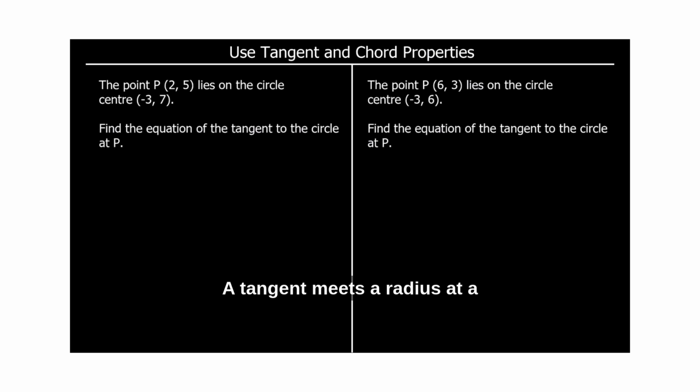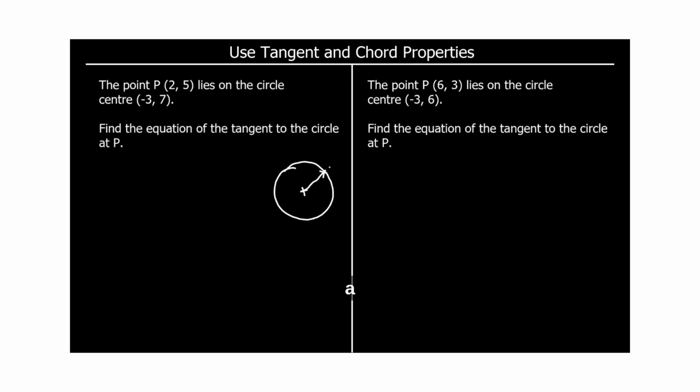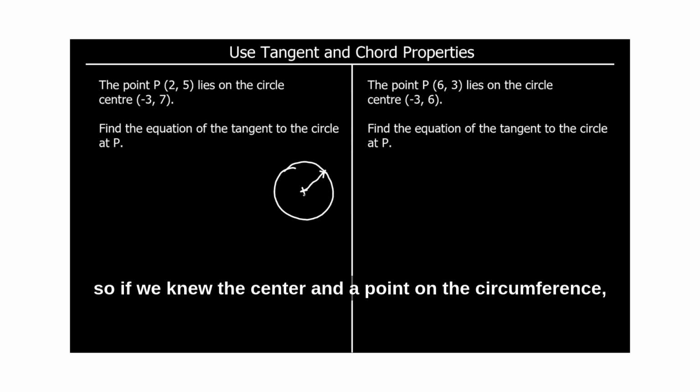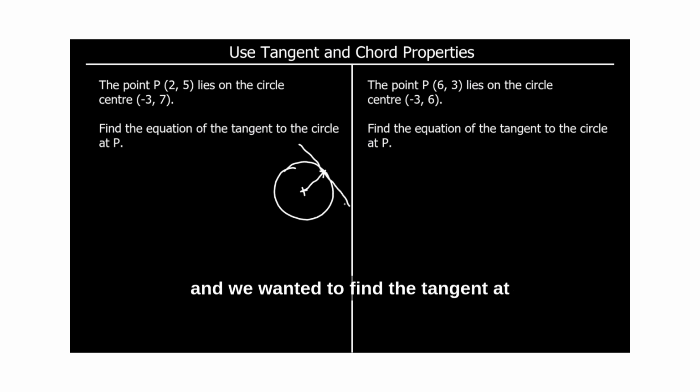A tangent meets a radius at a 90-degree angle. So if we had a circle and a radius of it, so if we knew the center and a point on the circumference, and we wanted to find the tangent at that point, we could find it using perpendicular lines.